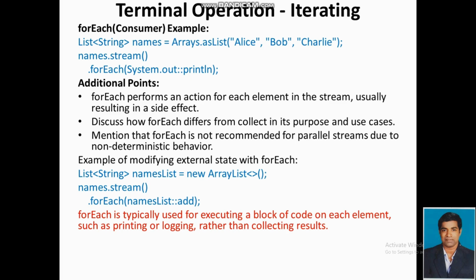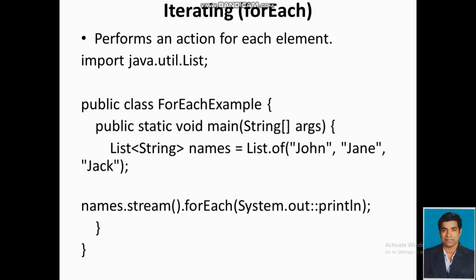Example of modifying external state with forEach. Here in the example, forEach is typically used for executing a block of code on each element, such as printing or logging, rather than collecting results. Iterating: forEach performs an action for each element.